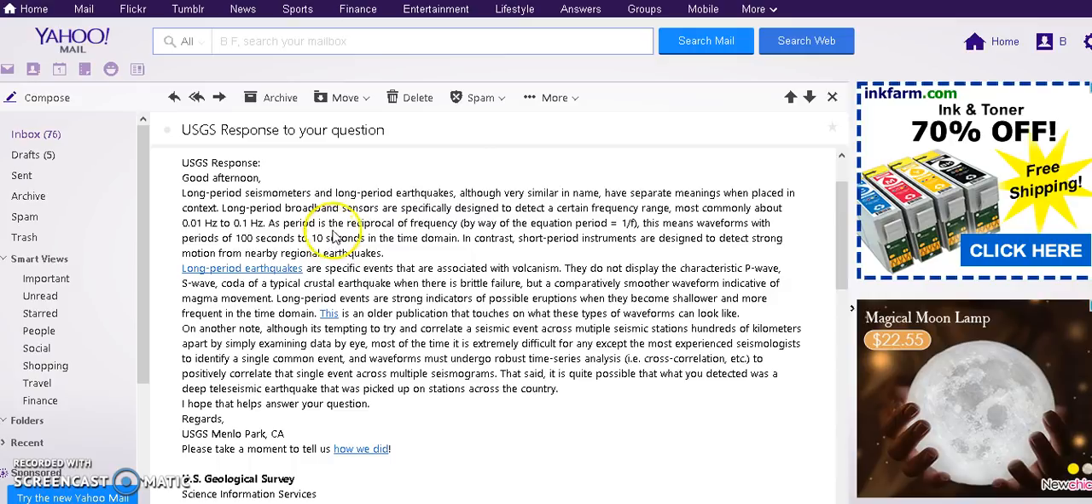As period is the reciprocal of frequency by way of the equation period equals 1/f, this means waveforms with periods of 100 seconds to 10 seconds in the time domain. In contrast, short period instruments are designed to detect strong motion from nearby regional earthquakes.